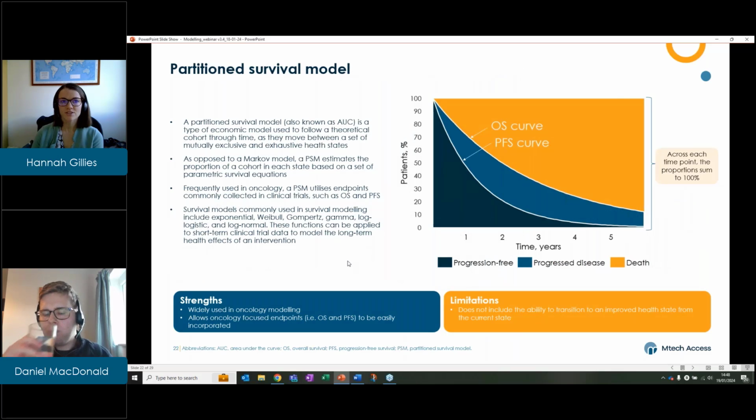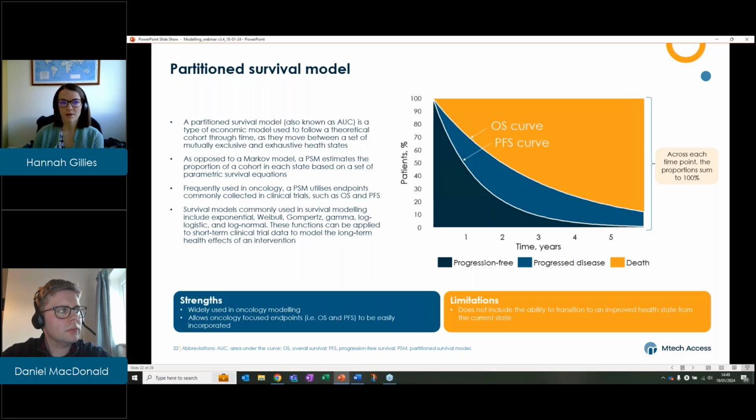So yeah, the partitioned survival model is used very commonly within oncology modelling. So for that reason, you may be familiar with it, some of you listening today. And it is inherently a cohort approach because, as the name suggests, the whole population are partitioned into different health states. So it's worth mentioning that it can also be referred to as an area under the curve approach as well.